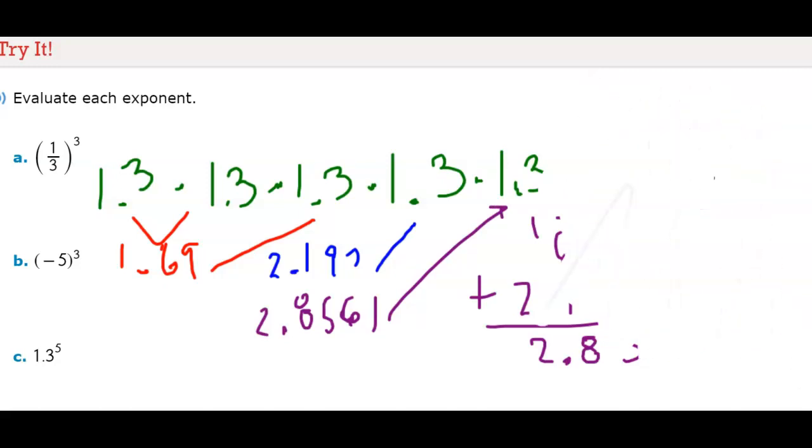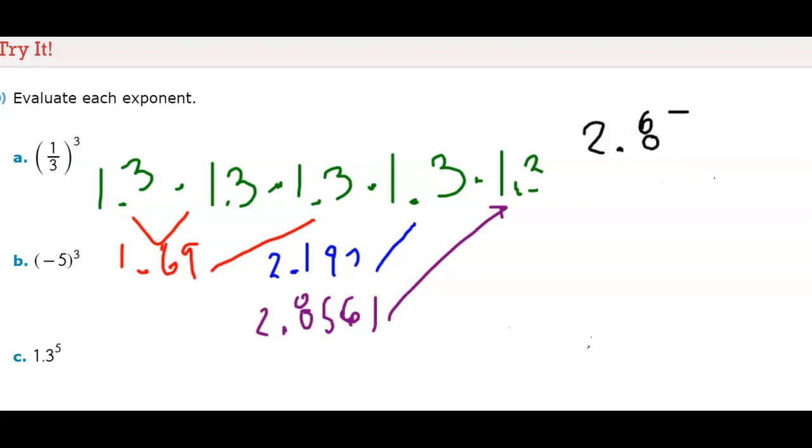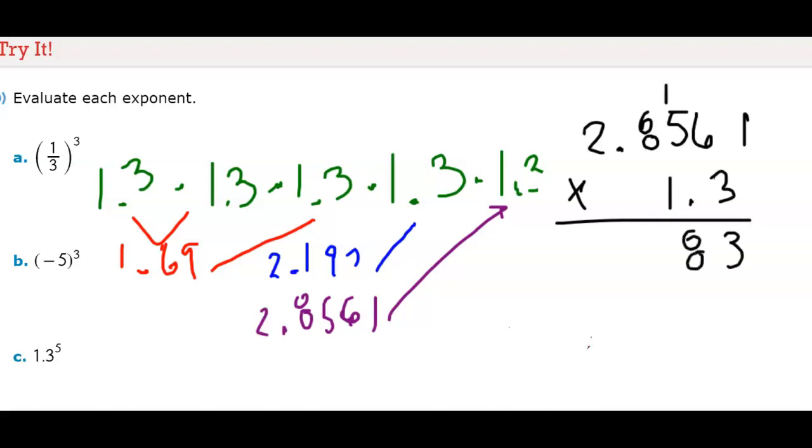So this is not hard, it's just very time consuming when you have decimals sometimes to a very high power. So let's keep going. Let's do it in black. Okay, so we have 2.8561 times 1 and 3/10. We have 3, 18. 3 times 5 is 15 plus 1 is 16. 3 times 2 is 6 plus 1 is 7. 1 times 1 is 1.